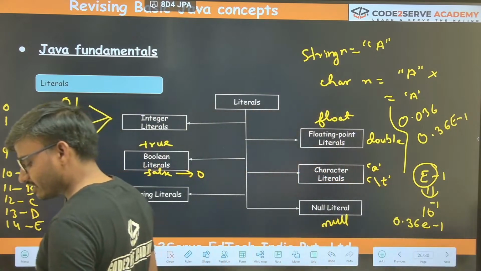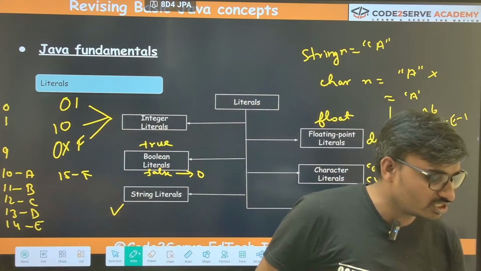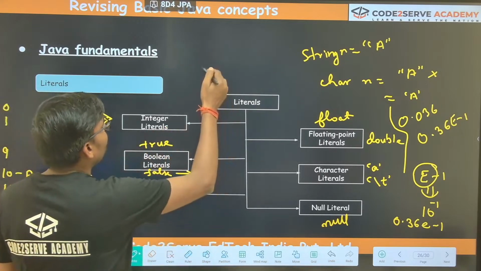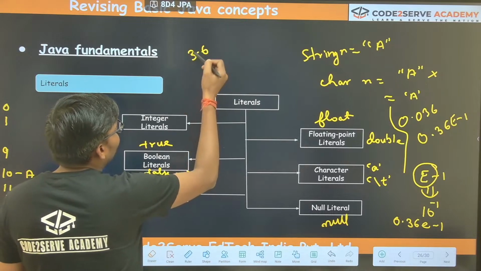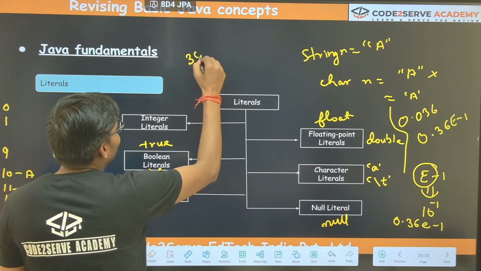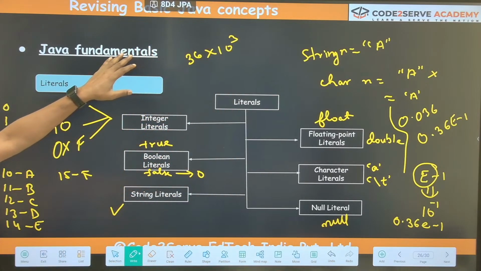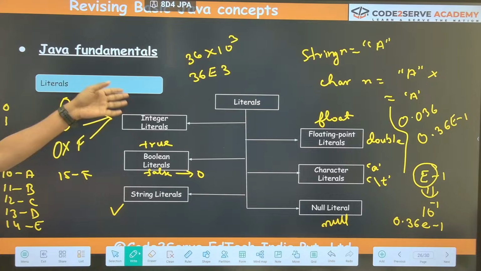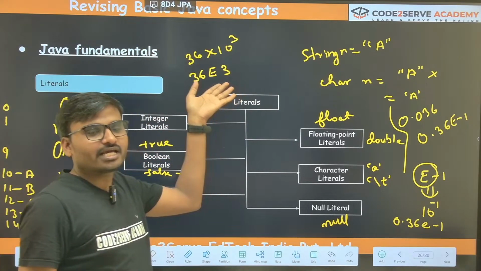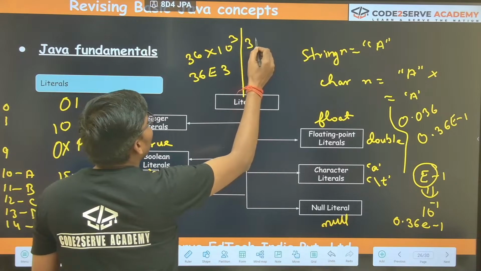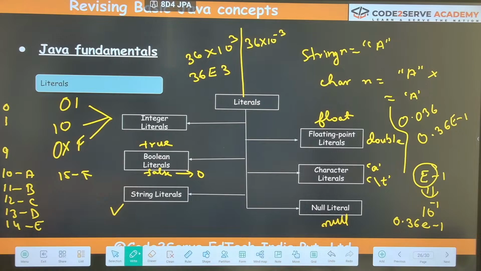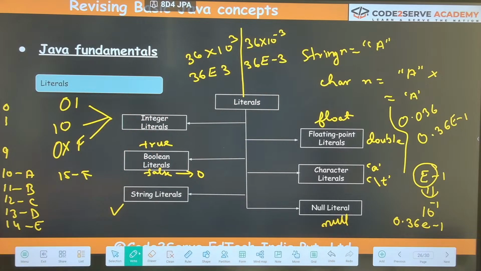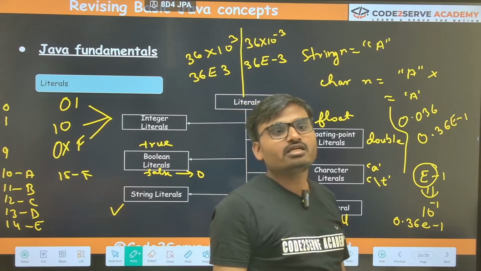10 to the power the next number. Yes, so basically what does e represent? Like I told you, it shows the exponent form. Like in math, suppose we want to write 36 into 10 to the power 3. In Java, we will write 36e3. E basically represents 10 to the power. It can be a negative or a positive value. Suppose you take another example, 36 into 10 to the power minus 3. How are you going to represent a negative power? You can represent it using 36e minus 3. Got my point? You can use capital E or small e as well.